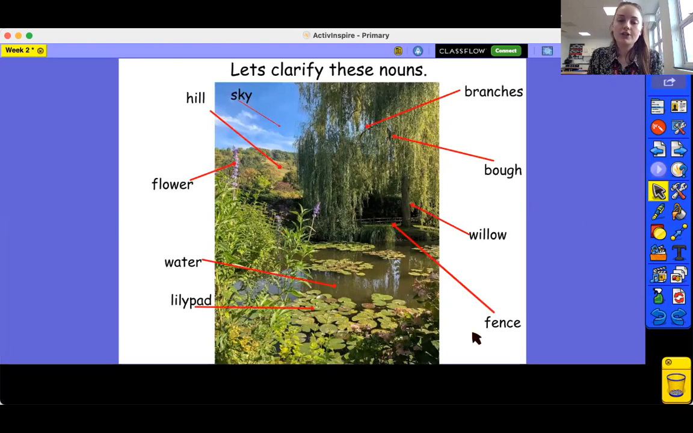Fantastic, well done. So I've got a list here of a few that I spotted and I've labelled them on the picture. I'm sure that there are lots more, but we're going to focus on these ones. And we're going to talk about what each of these words means, just to make sure that we are happy with what they are.